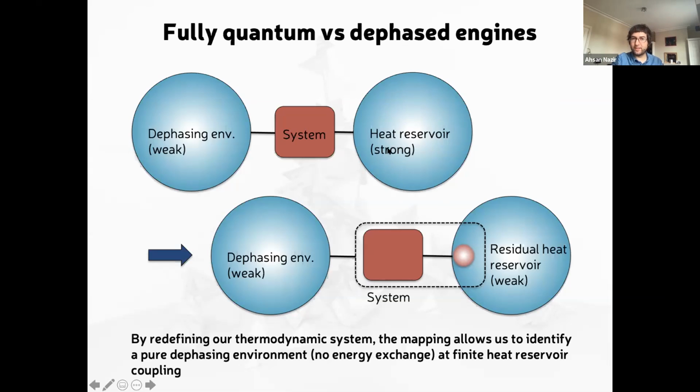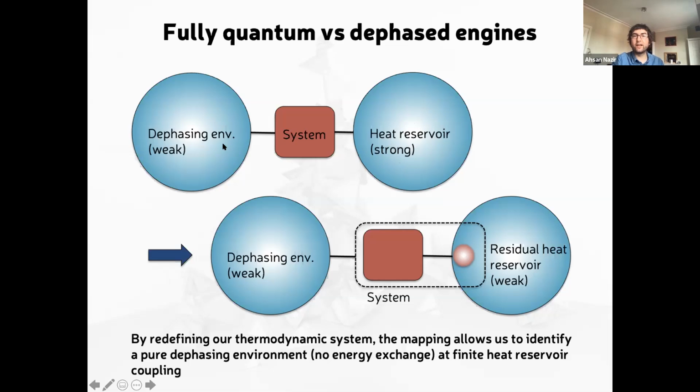So if we imagine for a moment that this was a weak coupling, not a strong coupling, then it's straightforward to identify what a purely dephasing environment would be. It would just act in the system, the isolated system energy eigenbasis to kill any coherences that build up within that basis. And that would then not have any energetic contribution, so we could legitimately consider it as being a pure dephasing environment.